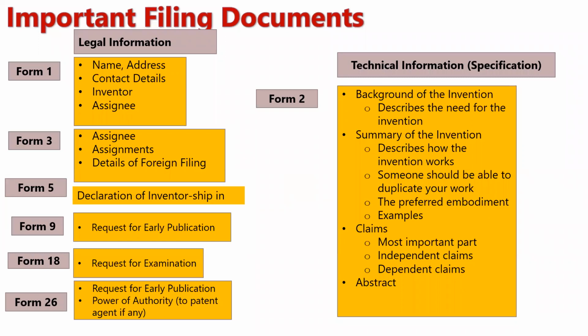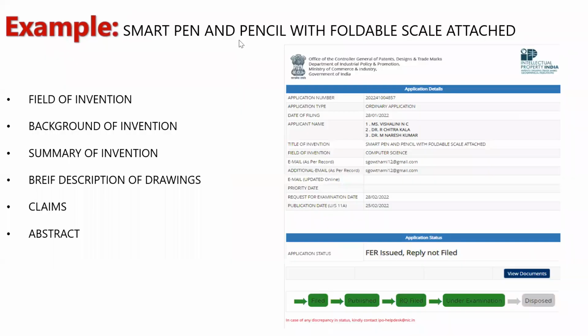For example, here I am showing one example of a smart pen and pencil with foldable scale attached. In this, you see that it contains the field of invention, computer science, background of invention, summary of the invention, which I will show on the next page, and brief description of drawing, claims, and abstract. So these are the things that will be available in the application.